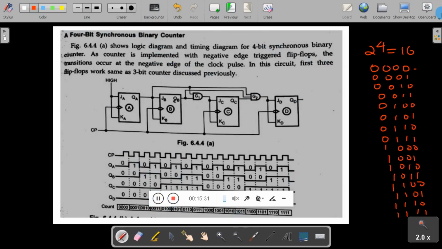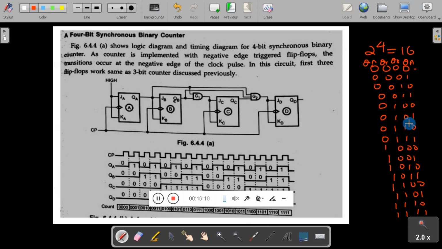Students, you see here, this is the truth table. As I said, LSB is QA, this is QA, this is QB, this is QC, and this is QD. We are using 4 flip-flops, which means 4-bit, which means 16 states. It will count from 0 to 15, and it is called a mod 16 counter. It counts from 0 to 15.